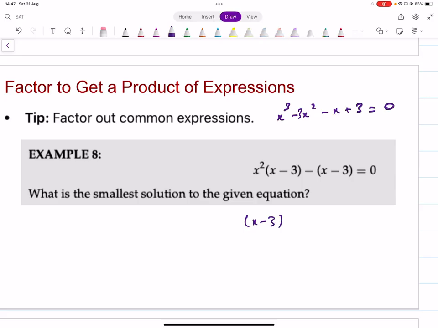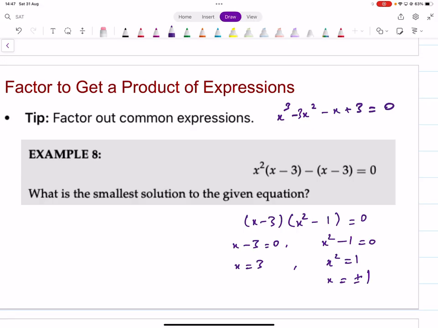If we take x minus 3 common, what are we left with from the first term? X squared. And from the second term? Minus 1. Right? And now you say either x minus 3 equals 0 or x squared minus 1 equals 0, x equals 3 or x squared equals 1 or x equals plus minus 1. Because remember, when you take square root, you have to put plus minus. So you have three solutions, plus 1, minus 1 and 3.